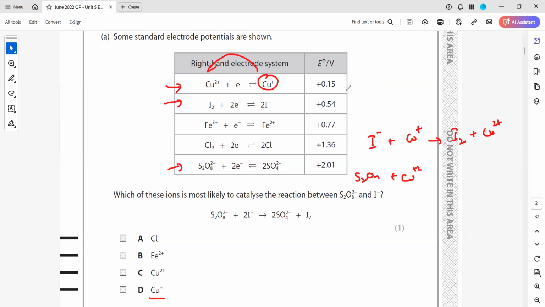If you compare this with this, for this one reduction should happen, and for this one oxidation happens. If oxidation happens for copper 2, it should be copper 3, but there is no copper 3. So that's why the second reaction cannot proceed. Is it clear?